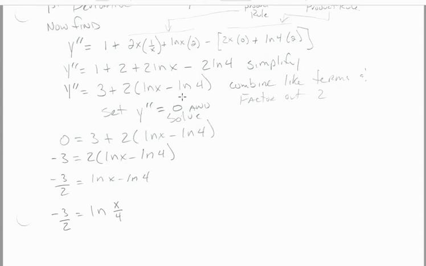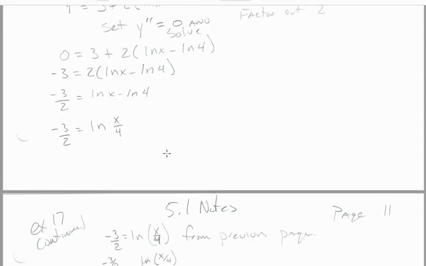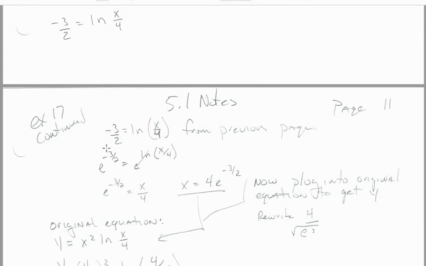Okay, so we're going to set that equal to 0. Okay, we're going to move the 3 over. We're going to divide by 2, so we're going to get negative 3/2, and that's going to equal the natural log of x minus the natural log of 4. Now we're going to exponentiate again when we do that. So we can use e again. So we're going to say e to the negative 3/2 equals e to the natural log of x divided by 4.